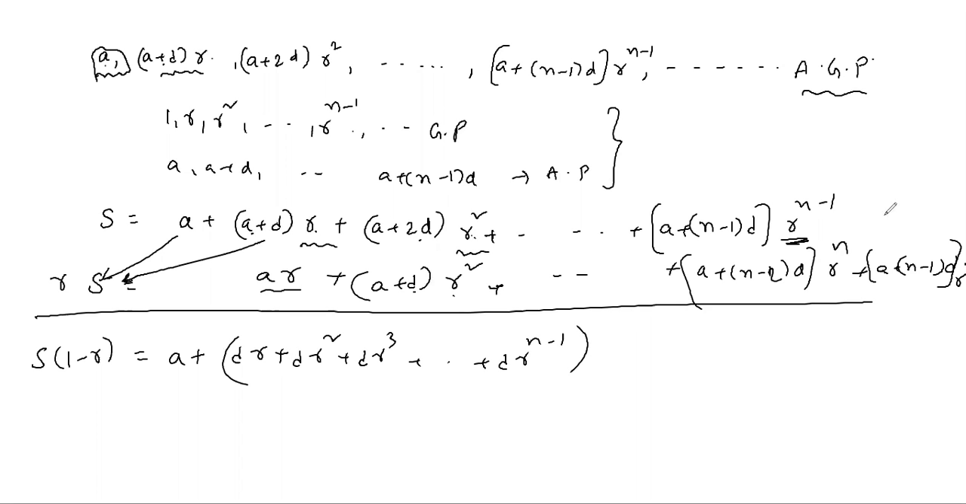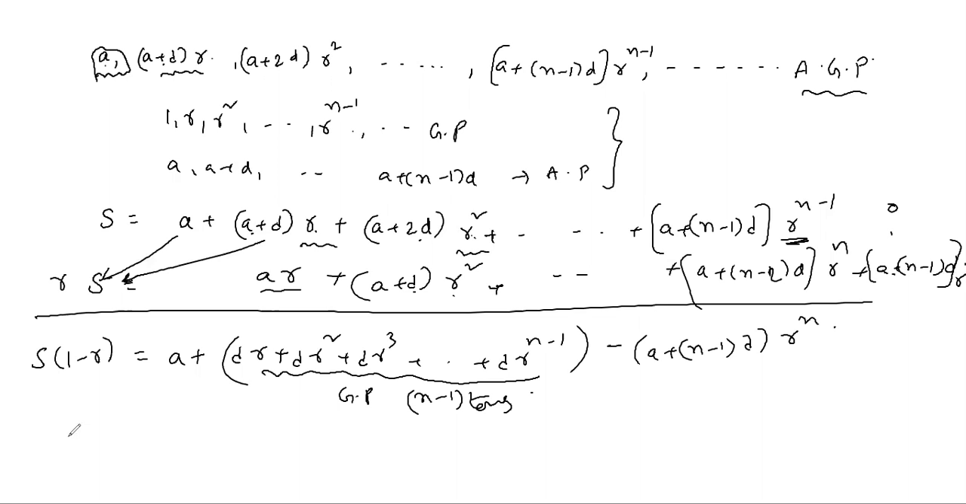Next, last term 0, minus of A plus n minus 1 into D into R power n. So what about this? This is now in GP, with n minus 1 terms. Only n minus 1 terms you will get here. So S equals A by 1 minus R plus, what is the sum of n terms? DR into 1 minus R power n minus 1 by 1 minus R.